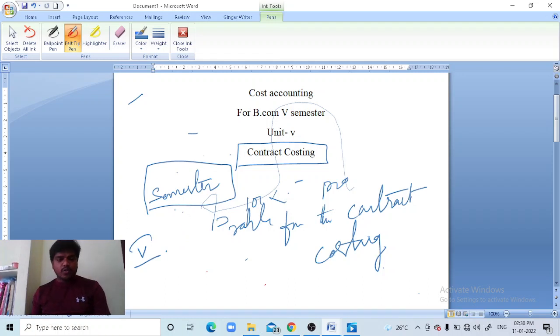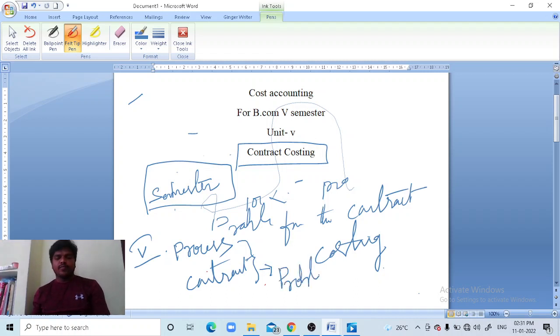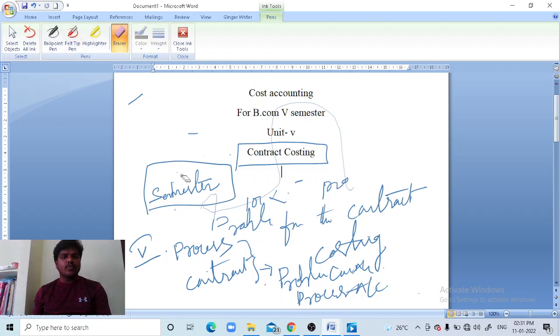We have two chapters in the fifth unit: one is process costing and another one is contract costing. If we observe the previous year semester examinations, we have the problem from the contract account and the theory from the process account. So that's why I'm going to start with the contract account.